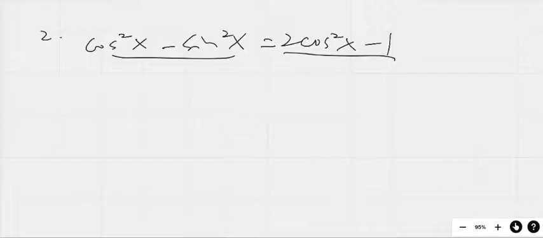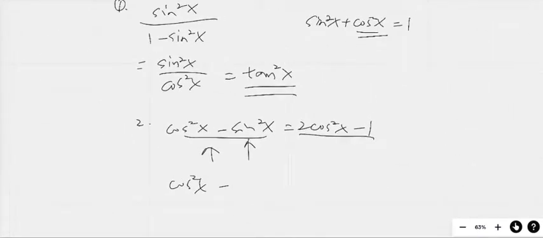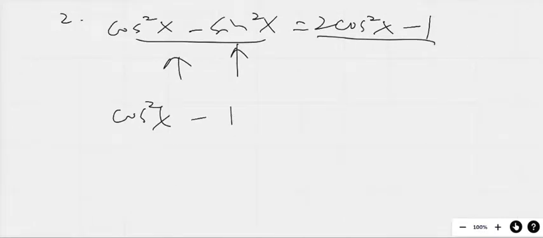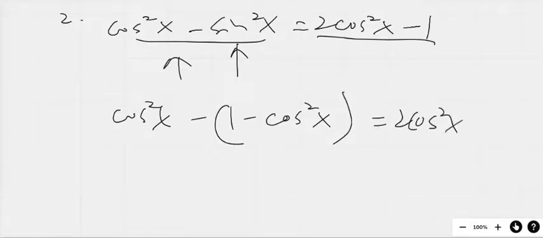In this question, I would choose the left side, because this seems to be much simpler, and the only difference is the sine square x. Therefore, I'm just going to change that one. So cosine square x minus sine square x, where sine square x can be presented another way: sine square x is 1 minus cosine square x. Therefore, we can say it's 1 minus cosine square x. And then it's equal to 2 cosine square x minus 1.